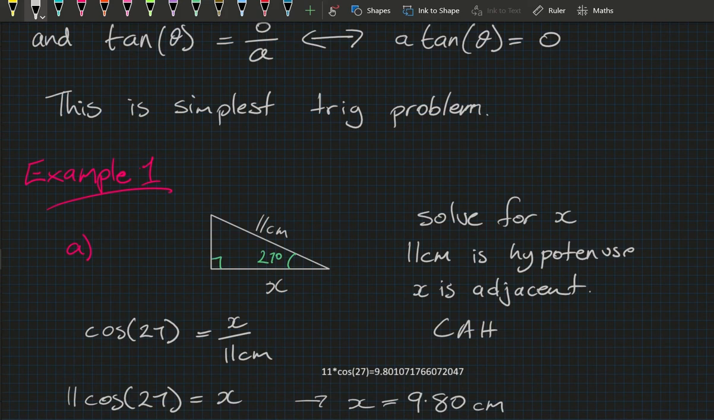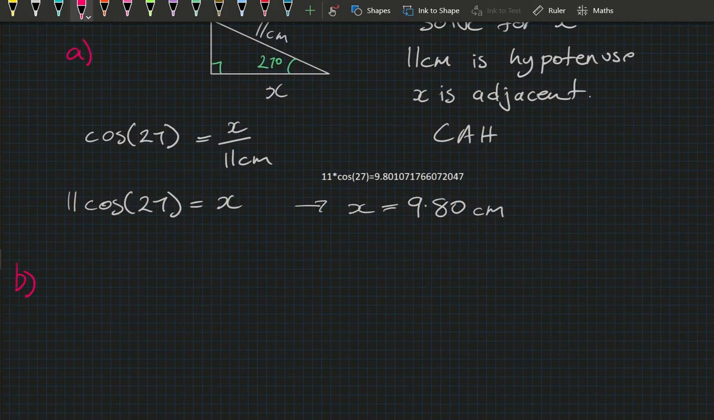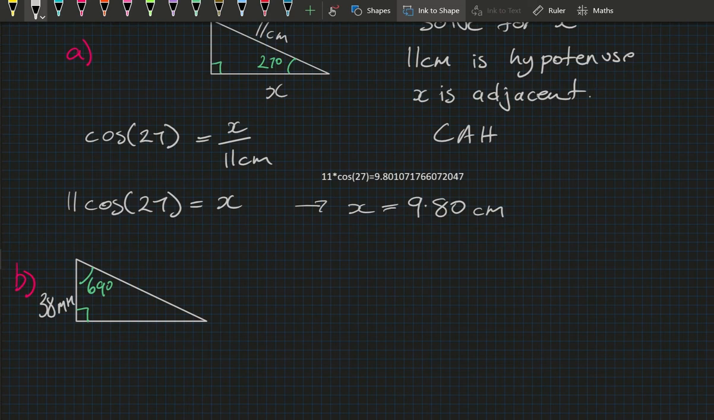Alright, nice and easy. Let's move on to part B, where we have a right angle triangle that has one angle that's 69 degrees. And this side length next to the angle is 38 millimeters. And we'll call this other side length here x, and we'll solve for x. Now x is clearly the opposite, and 38 millimeters is the adjacent.